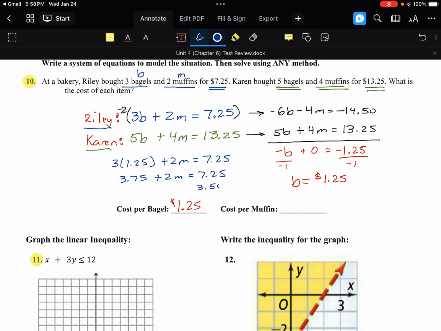That's going to give us 3.50 equals 2m. We can then divide by 2. And we're going to get the cost per muffin in this case is $1.50. So bagels cost $1.25, muffins cost $1.50. Actually, I lied, not $1.50, $1.75, sorry. I messed up my math there.